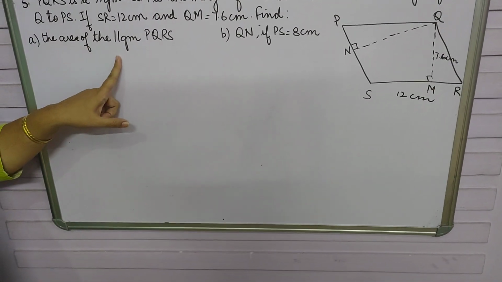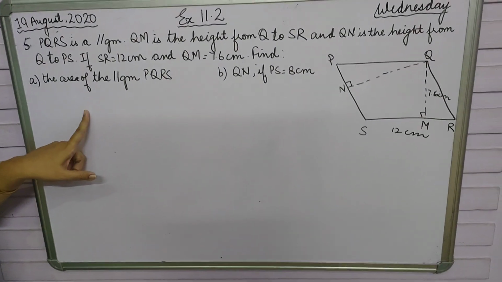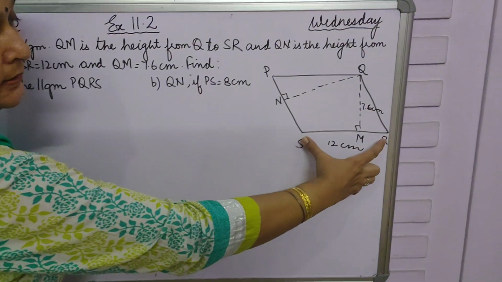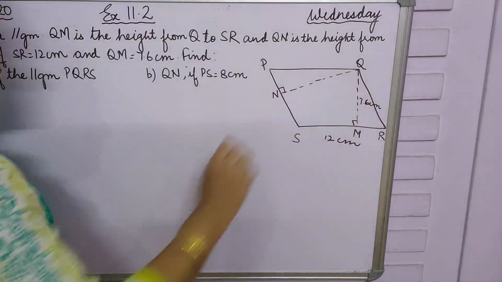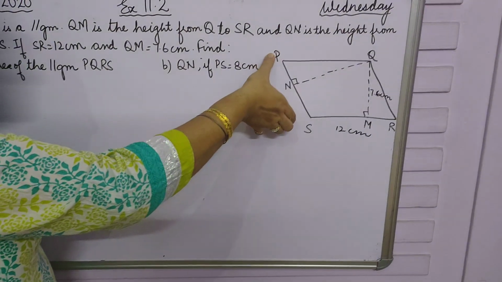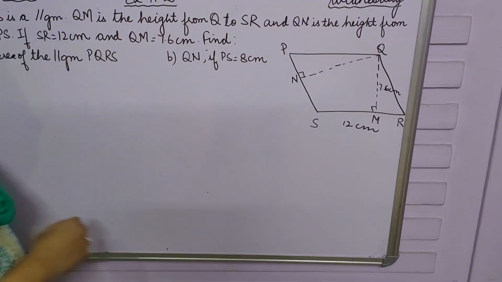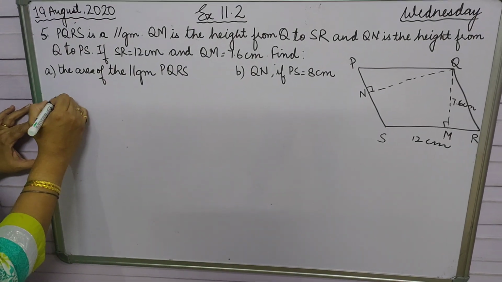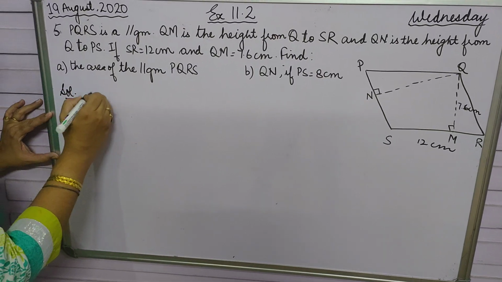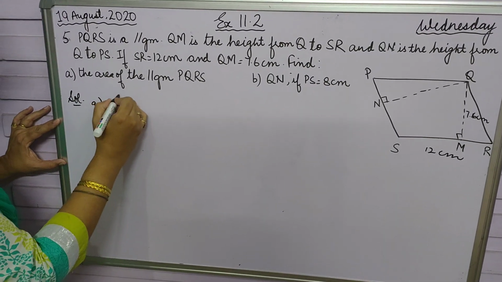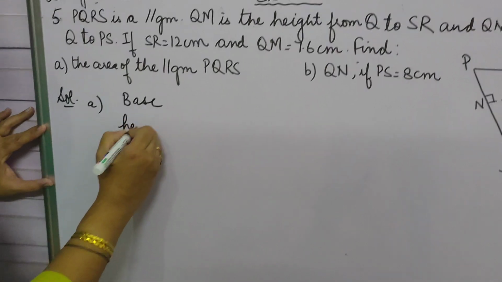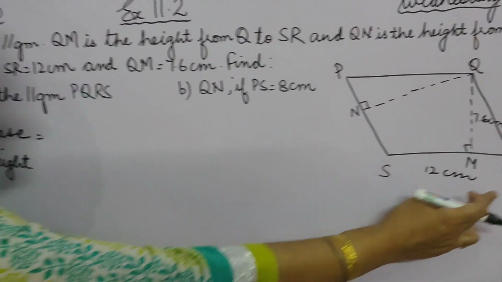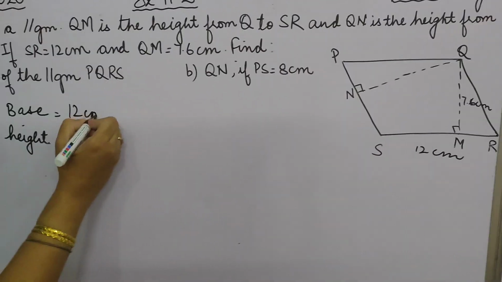Now here you would understand why I said that area of parallelogram is base into corresponding height. If you are taking this as base, then this will be considered as height. If we take this as base, then this will be considered height. So this is what we mean by corresponding altitude or the corresponding height. So let us first do the first part. For area of parallelogram, we need two things. One is the base and the other is the height. Now, base is SR and it is 12 centimeter.